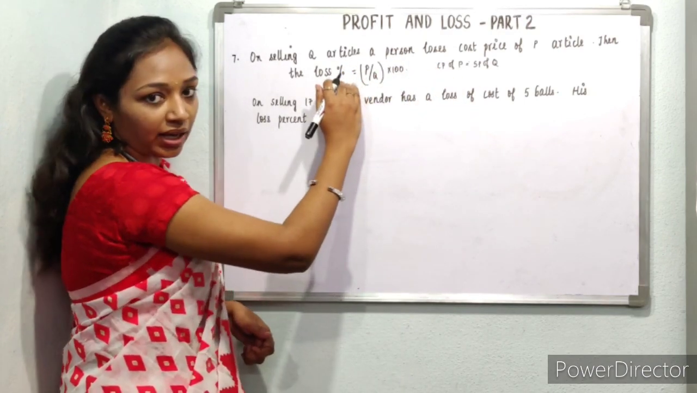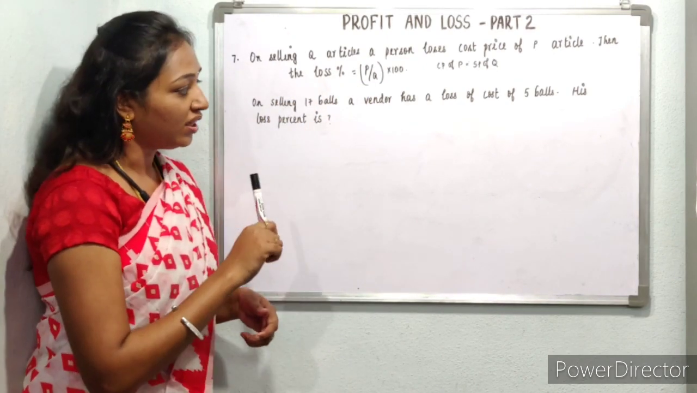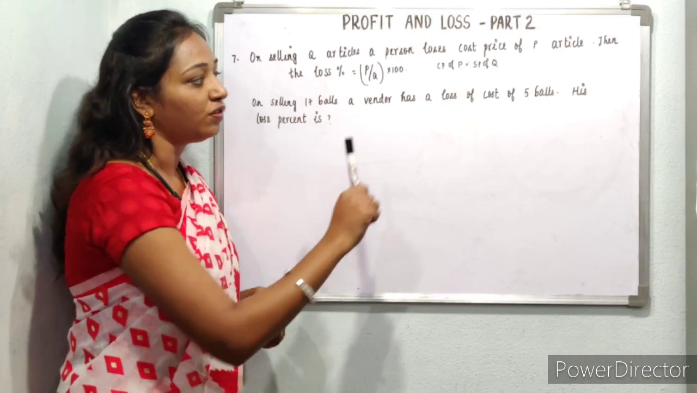First I'll do the current problem. Okay, we'll go to the problem. On selling 17 balls, a vendor has a loss of the cost price of 5 balls.